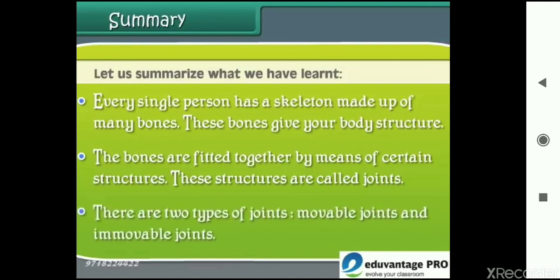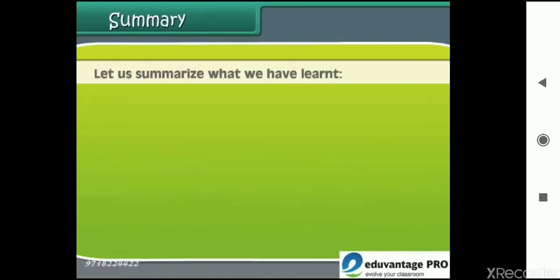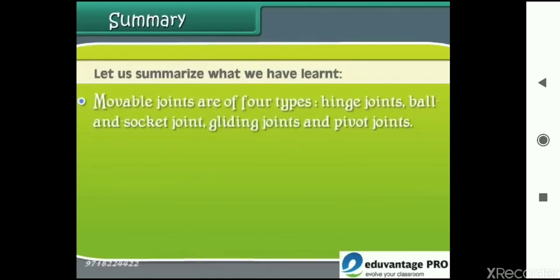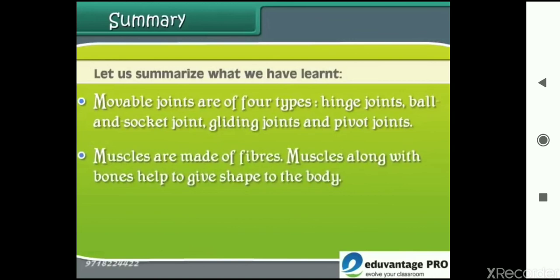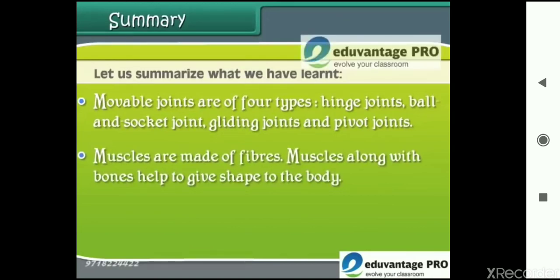There are two types of joints: movable and immovable joints. Movable joints are of four types: hinge joints, ball and socket joints, gliding joints, and pivot joints. Muscles are made of fibers. Muscles, along with bones, help to give shape to the body.